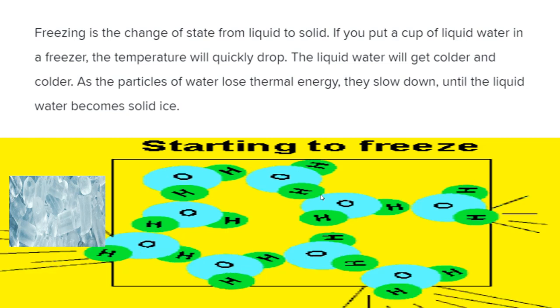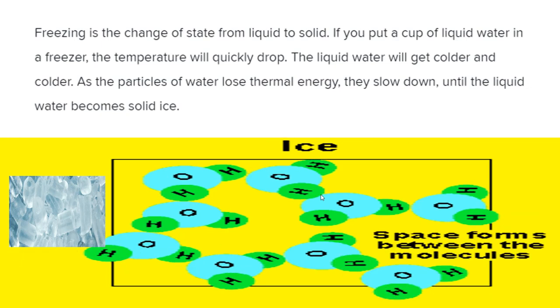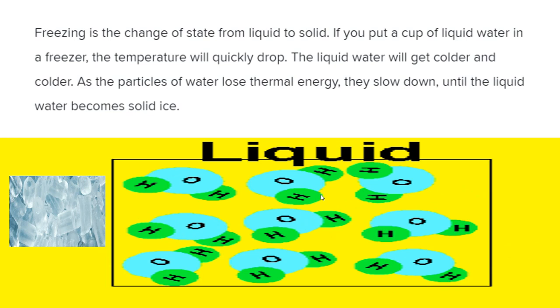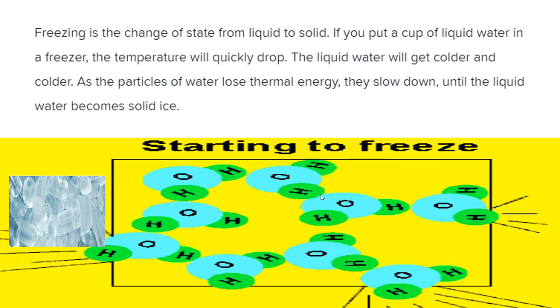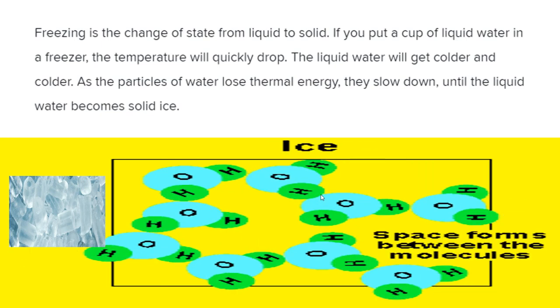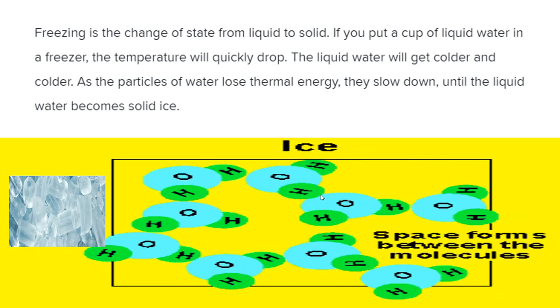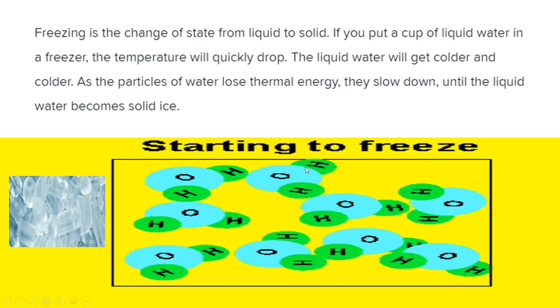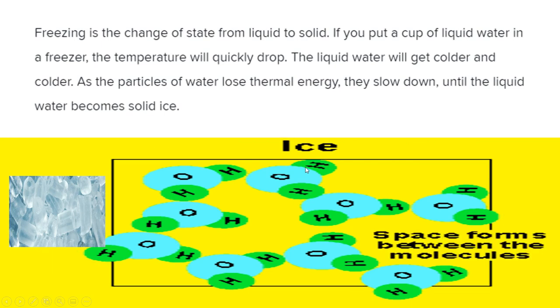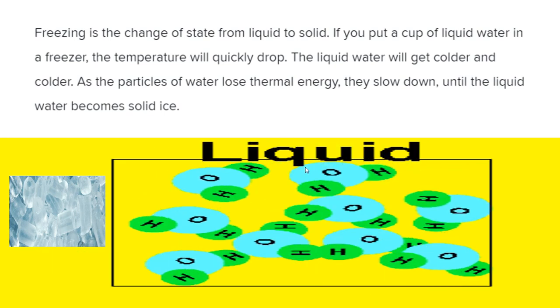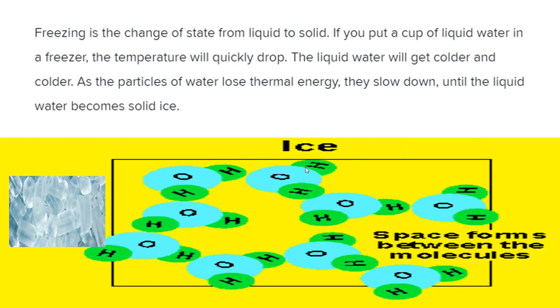Freezing is the change of state from liquid to solid. If you put a cup of liquid water in a freezer, the temperature would quickly drop. The liquid water would get colder and colder. As the particles of water lose thermal energy, they slow down and the liquid becomes solid ice. So therefore now the molecules are going to decrease. They're going to get slower. You're going to lose energy when the temperature drops.